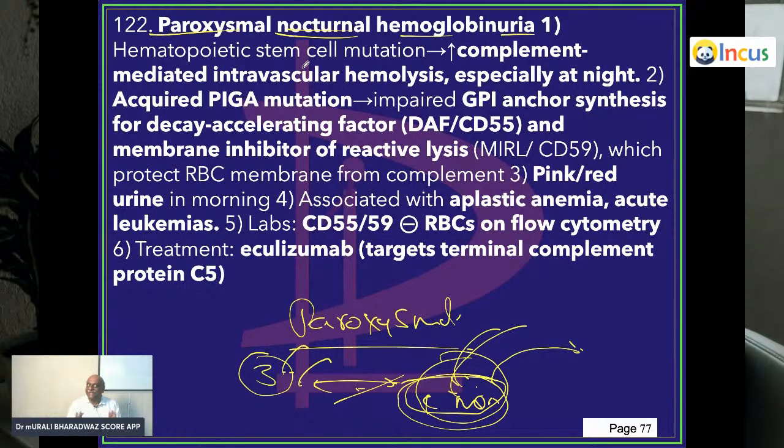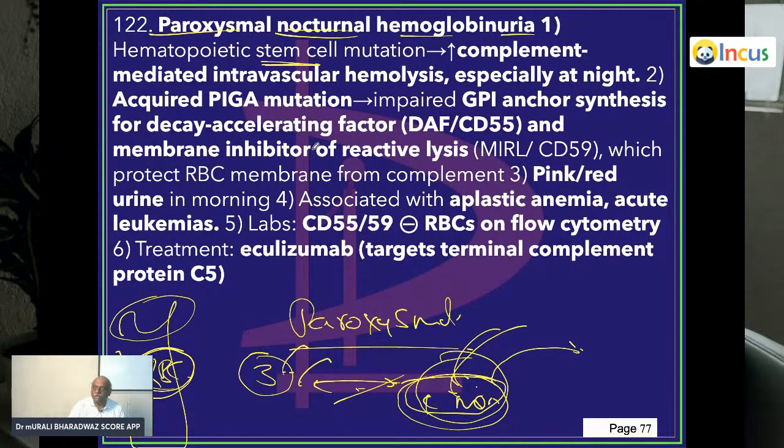Night only, there is a RBC breakdown. Night only, urine is red colored. Morning normal, right? Why does this happen? If you look at fundamentally, the problem is in the bone marrow. Bone marrow is the factory where the RBCs are formed. So when the mummy called bone marrow is cooking the RBCs, it has done a small problem.